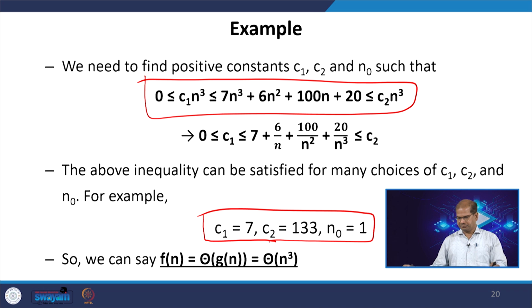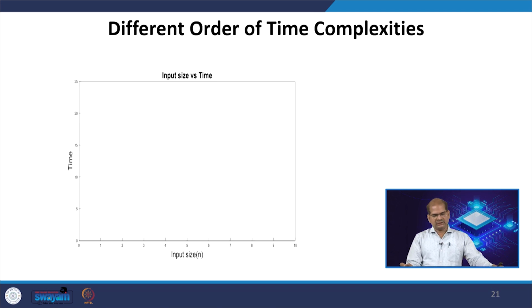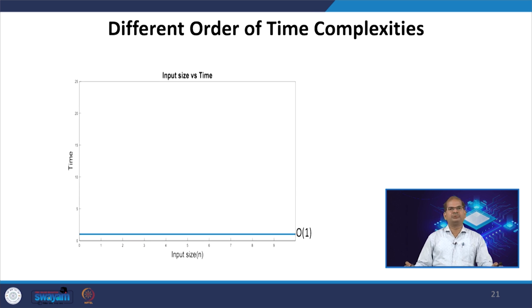So, if this is the case, then f of n is theta of g of n, equal to theta of n cube. We discussed big O notation, the omega notation and the theta notation. Big O is my asymptotic upper bound, omega is my asymptotic lower bound and theta is my asymptotic tight bound. After discussing all this, let us discuss how the complexity of different algorithms grows with input size, that is, the time required to execute.